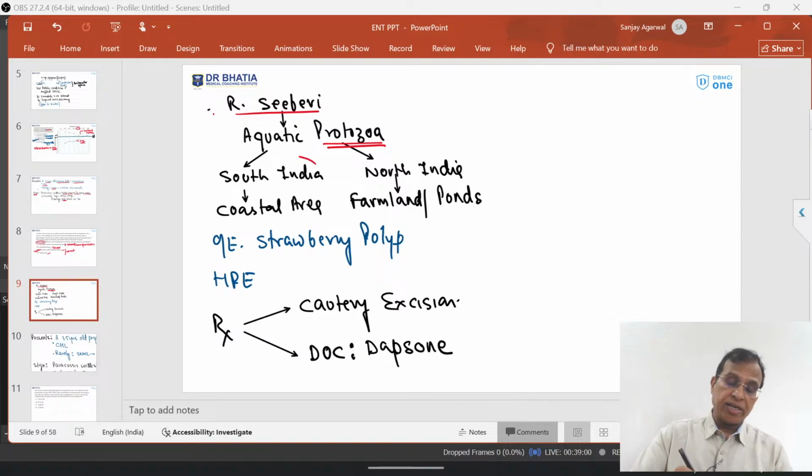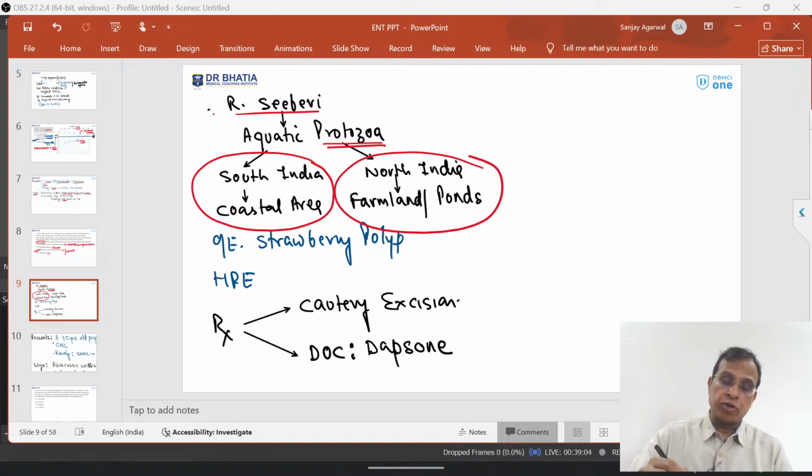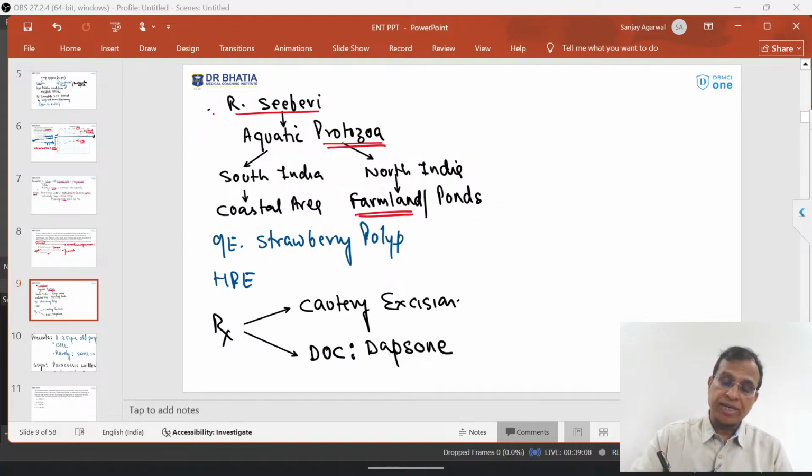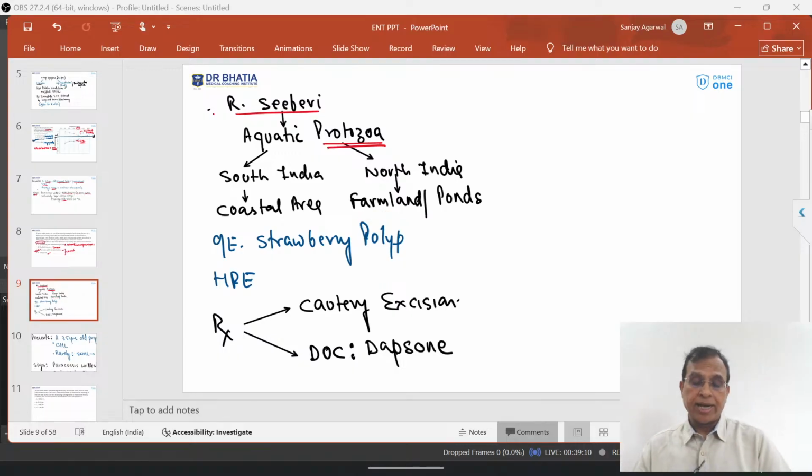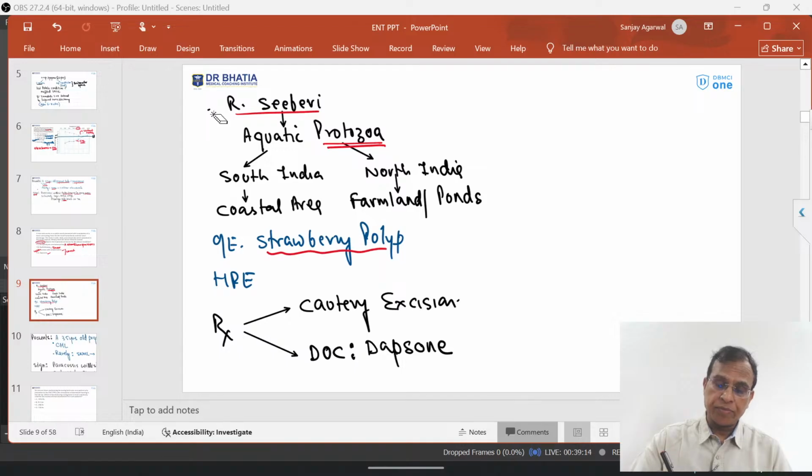In southern India, it is seen in coastal areas. In northern India, it is in farmlands and ponds. So cattle, वो है ना cattle farm. So farmlands में होता है, cattle range में. And because it's deep red in color, pink color, इसलिए इसको strawberry polyp बोलते हैं.